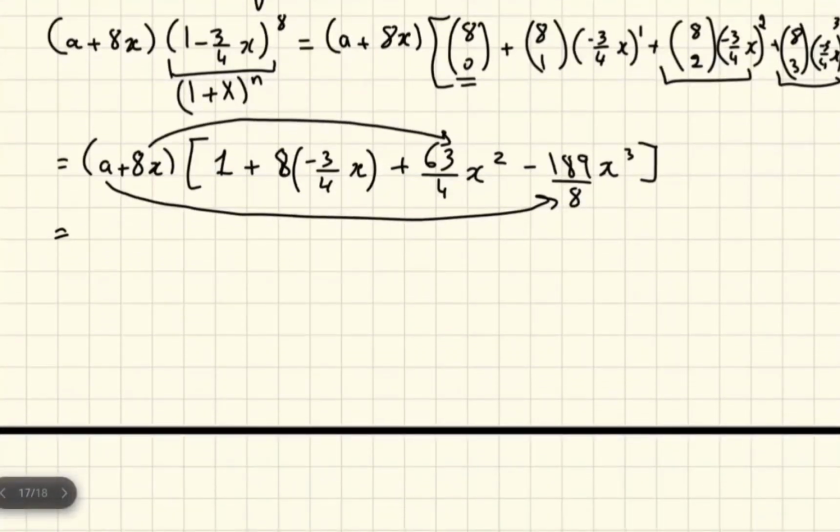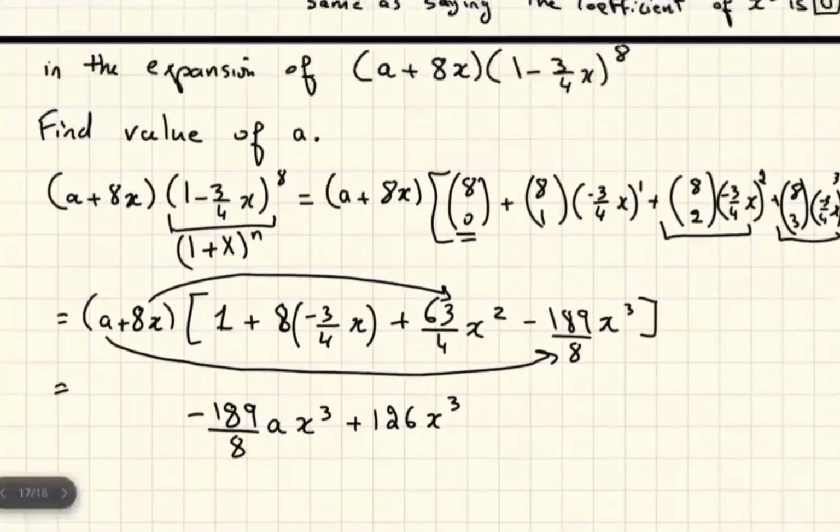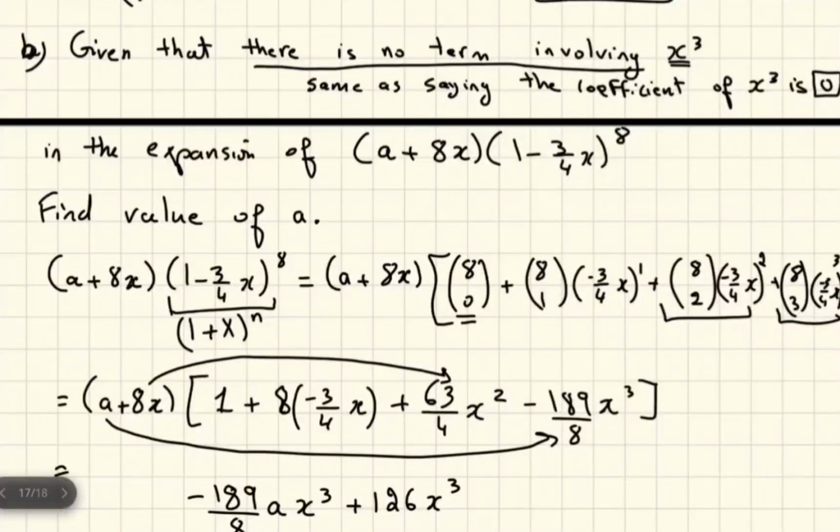Now, a times negative 189 over 8x cubed will give me minus 189 over 8 multiplied by a x cubed, and the other one, 8x times 63 over 4, you can multiply 8 with 63 over 4 and you will get 126 only. So 126 x cubed, because x times x squared will give you x cubed. So these are the only two terms with x cubed in our expansion. Now, as I said, they said we need to find a if there is no term involving x cubed, so the coefficient of x cubed must be 0.